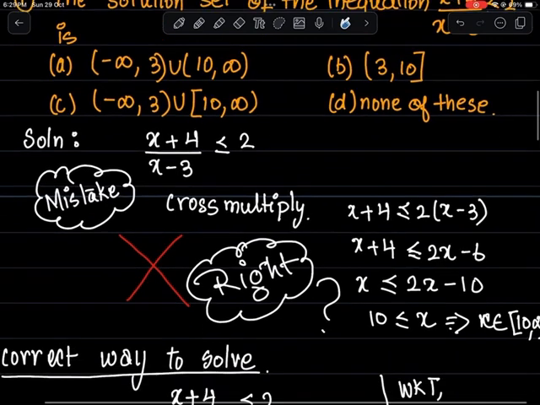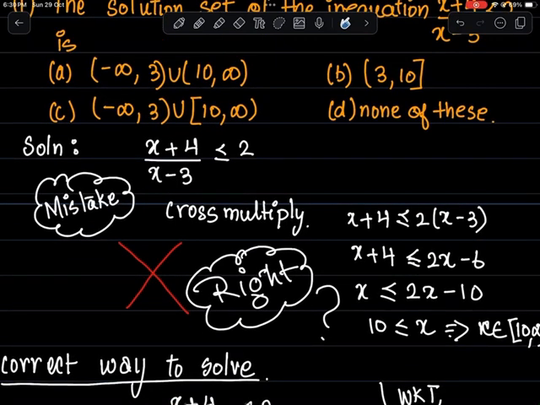So over here we have a problem in which we are supposed to find the solution for the inequation, that is (x + 4)/(x − 3) ≤ 2.